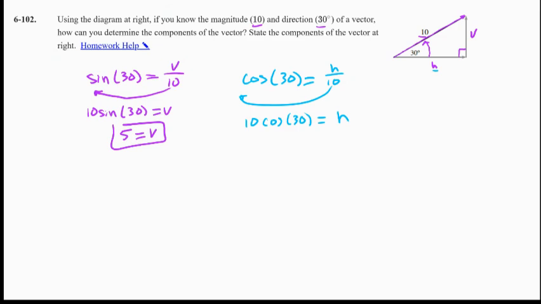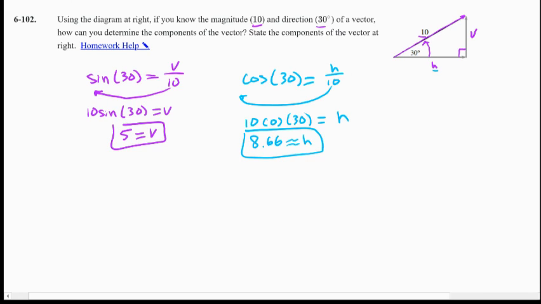So once we plug that into a calculator, we could also see that it's a 30, 60, 90 triangle and call it 5 root 3. But again, for consistency's sake, I'm just going to plug it into a calculator here, making sure my calculator is in degrees. And it gives me about 8.66 for my horizontal component there.